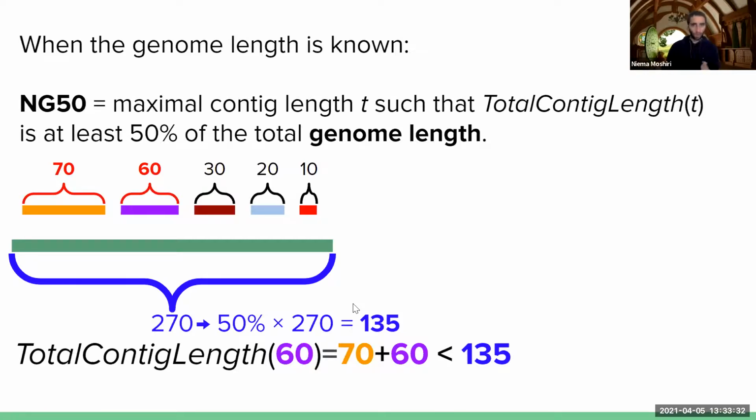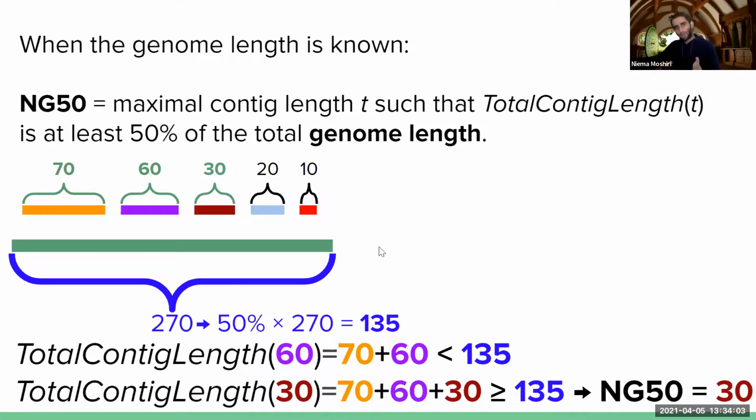So let's start where we were last time. Last time we considered the first contig, its length of 70. So total contig length of 70 is 70. That's less than 135. The second contig is length 60, the second longest. So total contig length of 60 is 70 plus 60, which is 130. That's less than 135. So I'm still not done. I still haven't reached at least 50% of my total genome length, which is 135.